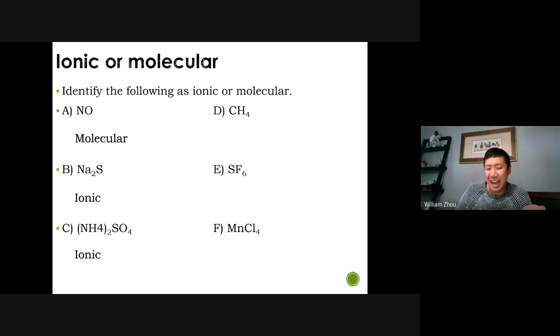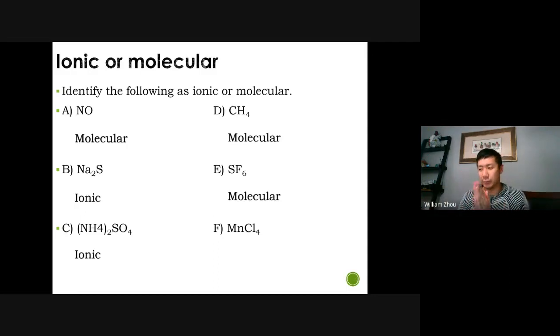Okay, so C is actually ionic. You look at whether you have ions in there. So D, CH4, that one is a simple one. I'm just going to show you, molecular. That one, carbon and hydrogen, they're all nonmetals. E, we learned that today, it is molecular because we named it sulfur hexafluoride. Sulfur and fluorine, all molecular.